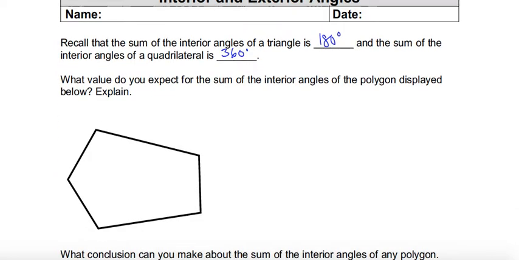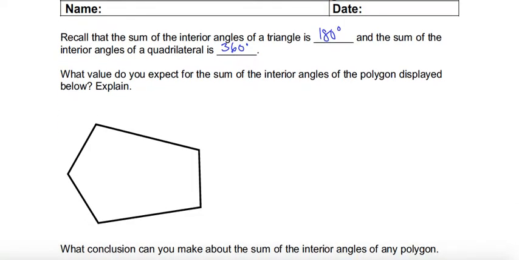So there's a couple of different ways that you could approach this. Well, we know that a triangle is 180 degrees. We know that a quadrilateral can be broken up into two triangles. So 180 degrees plus 180 degrees is 360 degrees. So how many triangles can we make? So this is one triangle, and this is two triangles.